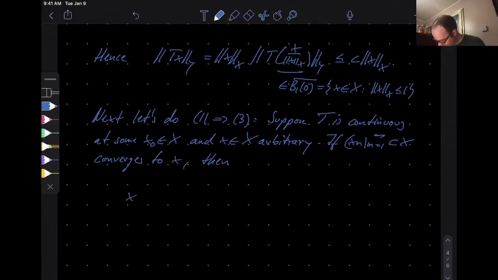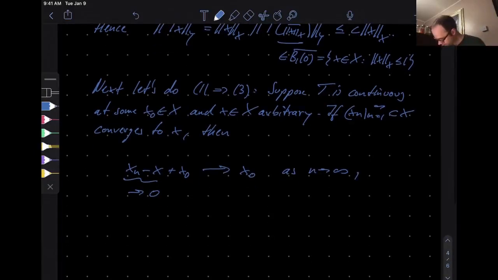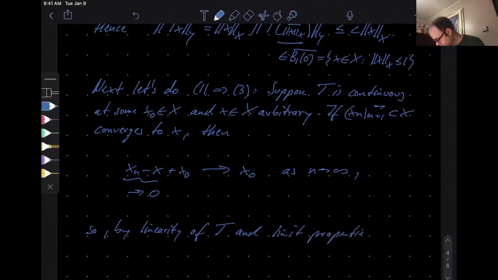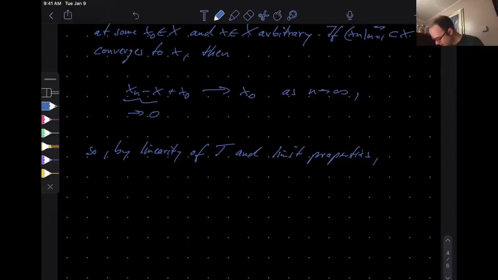then, well, let's look at this funny difference here. What can I say about this sequence? x_n minus x plus x naught, that's the nth term in a new sequence. If x_n minus x goes to 0, then by the limit laws, this goes to x naught as n tends to infinity. So by linearity of T and limit properties, I will tell you which ones I mean. First the linearity: T of x_n minus x plus x naught is T of x_n minus T of x plus T of x naught.